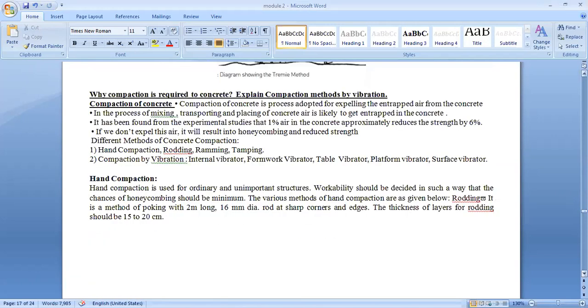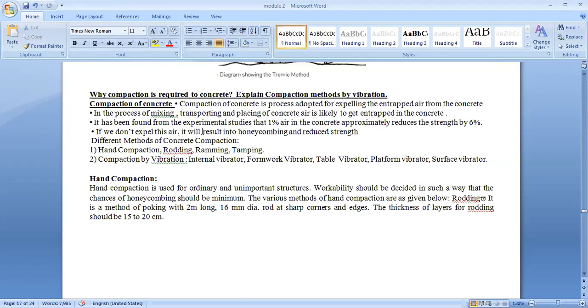Coming to the next process, last but one, that is the compaction of concrete. Compaction of concrete is the process adopted for expelling the entrapped air from the concrete. Whatever air is present in the concrete, we are going to remove by compacting. During the processes of mixing, transporting, and placing of the concrete, air is likely to get entrapped in the concrete. While handling, the air will be entrapped.